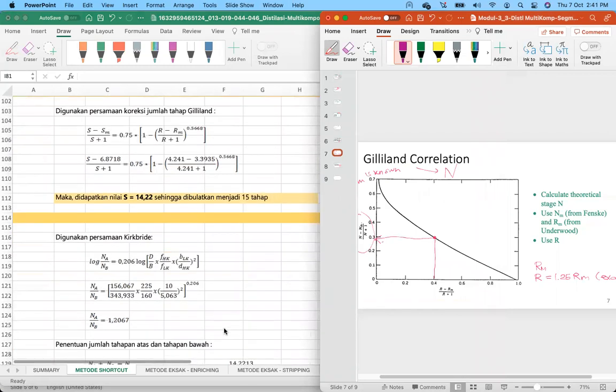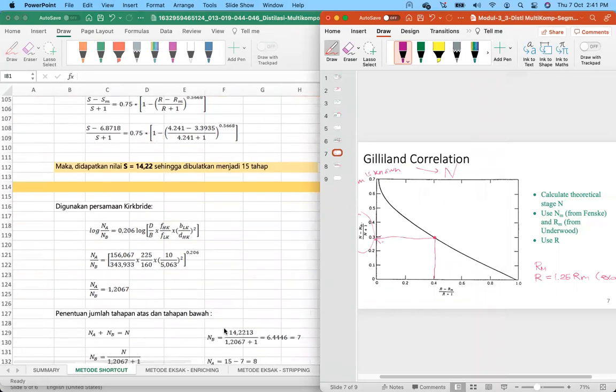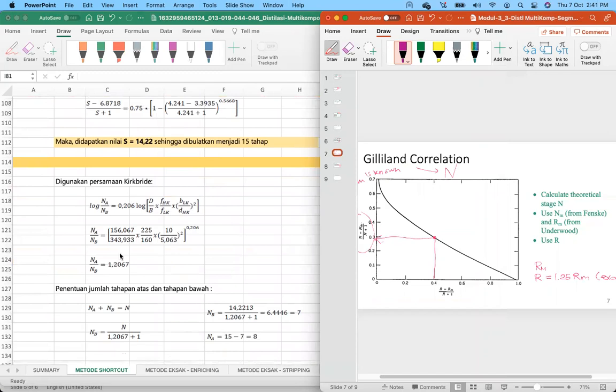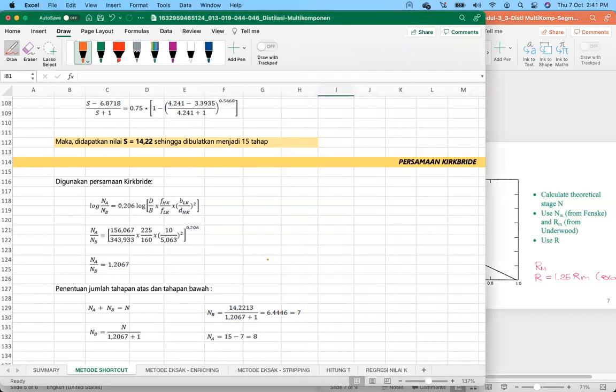Okay, if you want to use Kirkbride, you may want to get the ratio of NA and NB, and then you have two equations and two variables, and you can get which one goes into NB and which one goes into NA. Yeah, it's fine. So this tells you that from the shortcut method, you get the number of stages, the reflux ratio, which one goes into the top and which one goes into the bottom, and this would be the input for the exact.